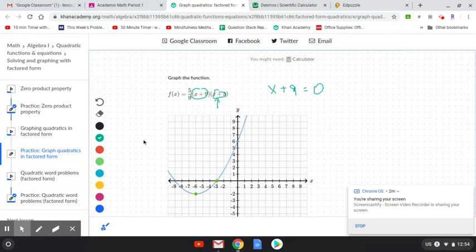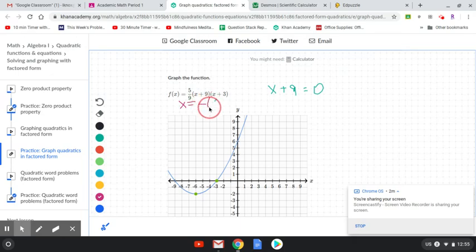Now the next thing we have to do, let me get all this stuff out of here, is figure out how far up or down the parabola is going to go. So what you want to remember is that the x-intercepts are symmetric. So if my graph crosses at -9 and -3, that means my vertex is going to be right in the middle of -9 and -3. Right in the middle of -9 and -3 is -6. So that means that my line of symmetry is where x is -6.